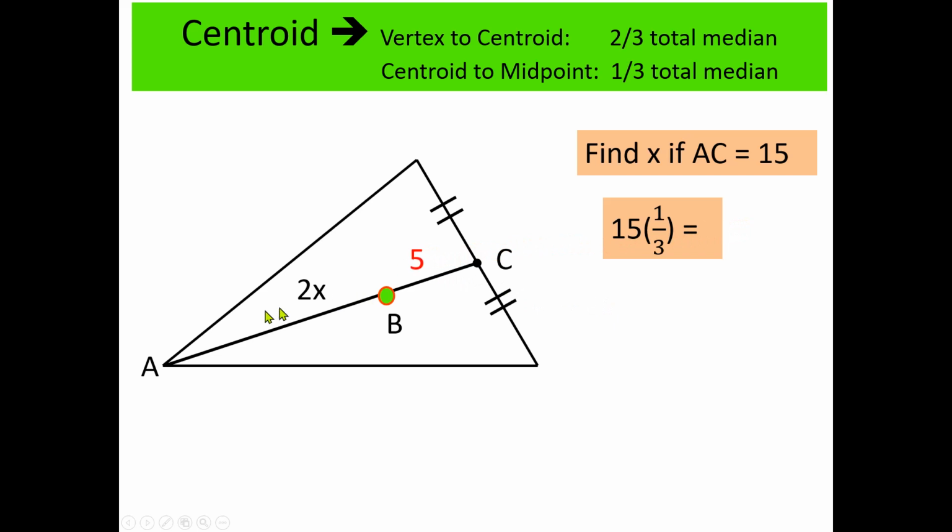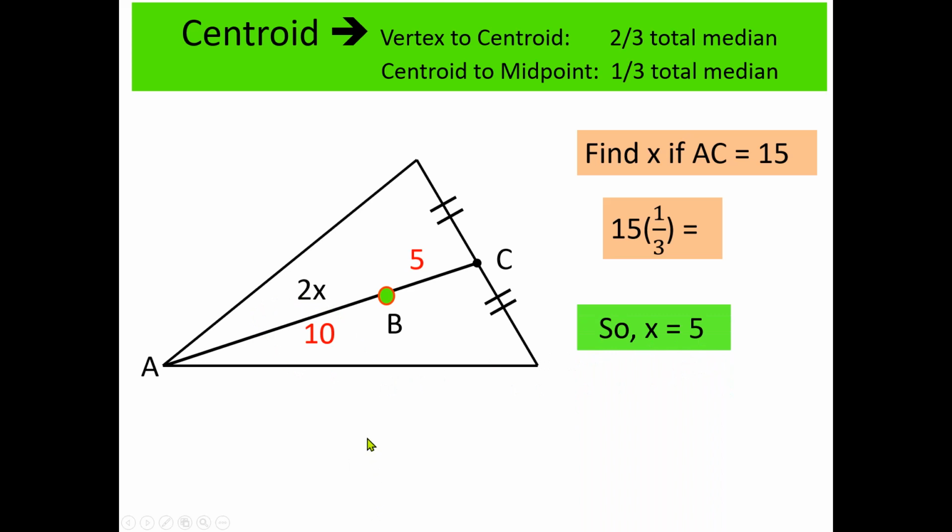Then what would AB be without the 2x? Act like the 2x is not there. What is this going to be? Yeah, it's 10. This is 5, so this one's got to be 10. So if it's 2x and it's 10 for the same segment, then 2 times what would be 10? Yeah, 5. Okay, so x is going to be 5.